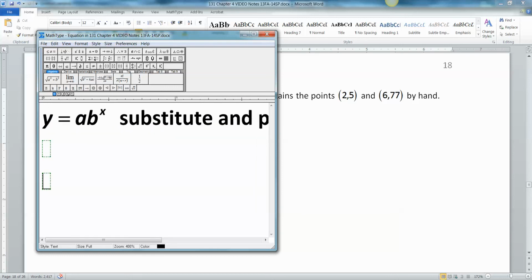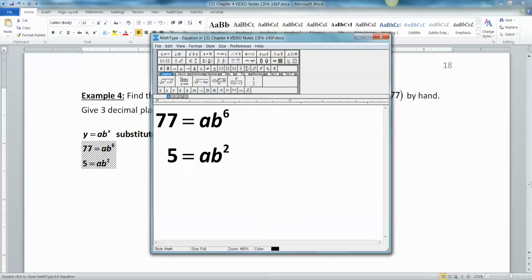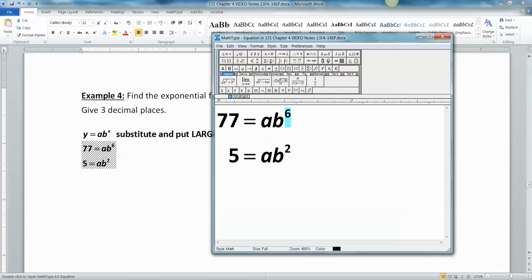Okay, so here's what we're going to do. We're going to say the larger x is 6. 6 is the larger x. So I'm going to say 77 equals a times b to the 6. And then I'm going to have another equation below it, which is 5 equals a times b to the 2. All right, so now what we're going to do, so we substituted, we put the larger x on top. That's 6. That's on top.